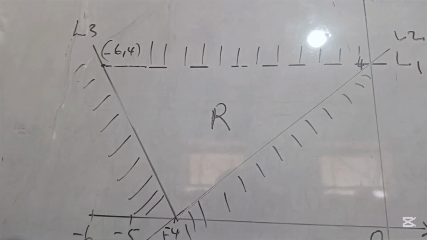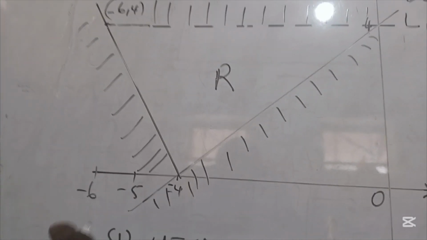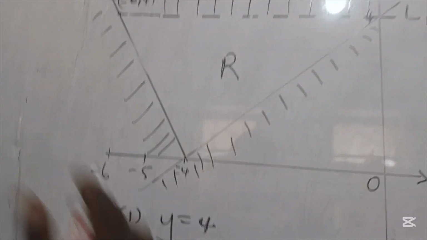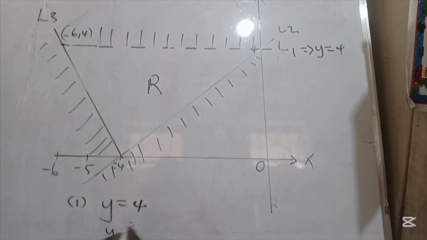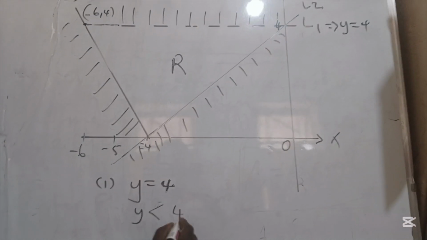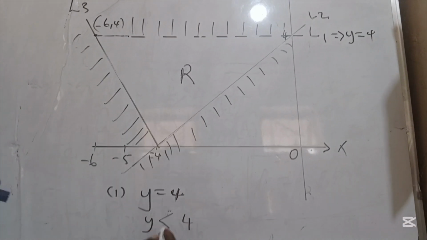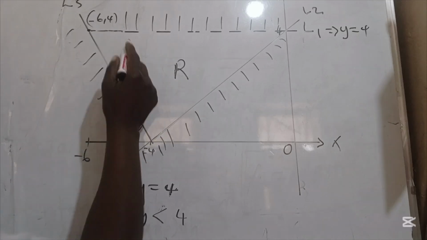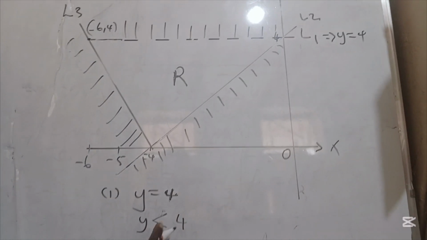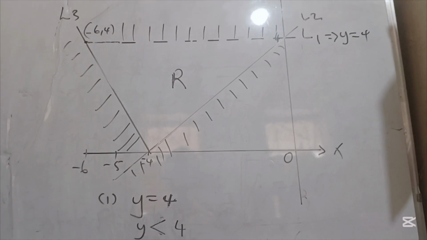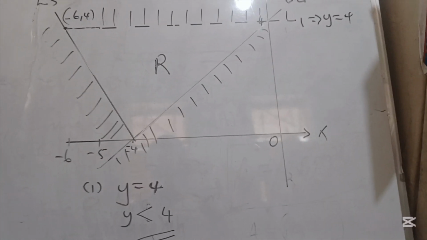I normally teach my children that up means less than. So up, if you can see, this is less than. Less than what? Less than 4. And why is it not less or equal to? It is broken. The 4 is not included. So my y in this case is less than 4. So this is the first inequality, and you have answered that question.